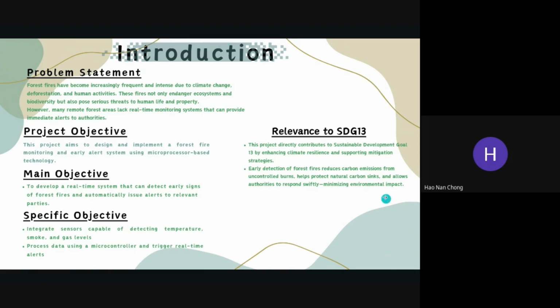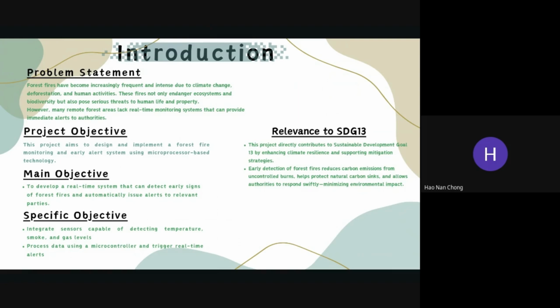Our project objective is to design and implement a forest fire monitoring and early alert system using microprocessor-based technology. Our main objective is to develop a real-time system that can detect early signs of forest fire and automatically issue alerts to the relevant parties.